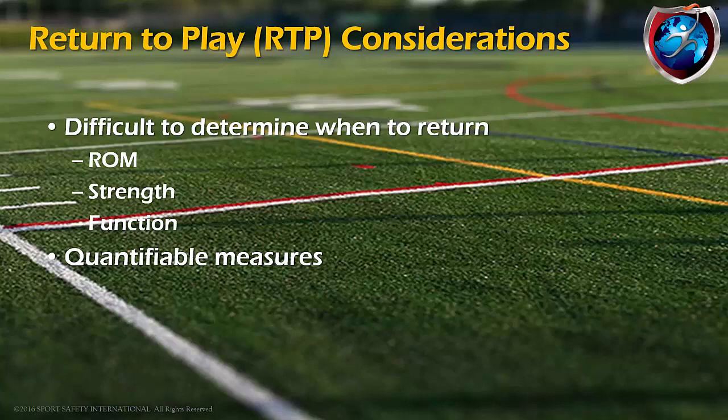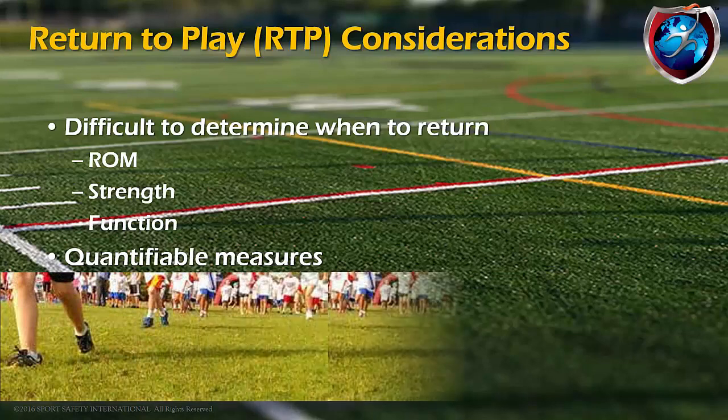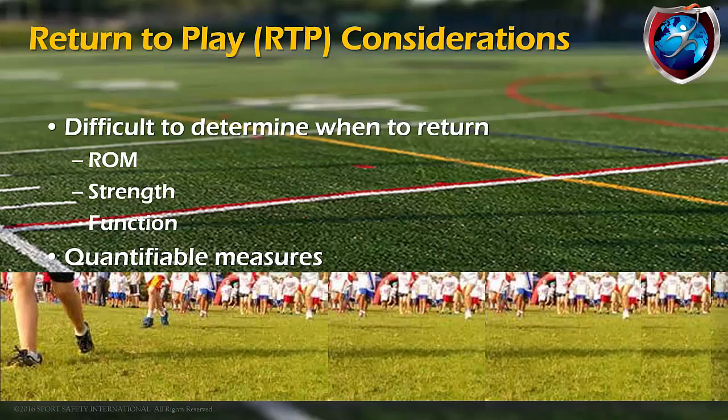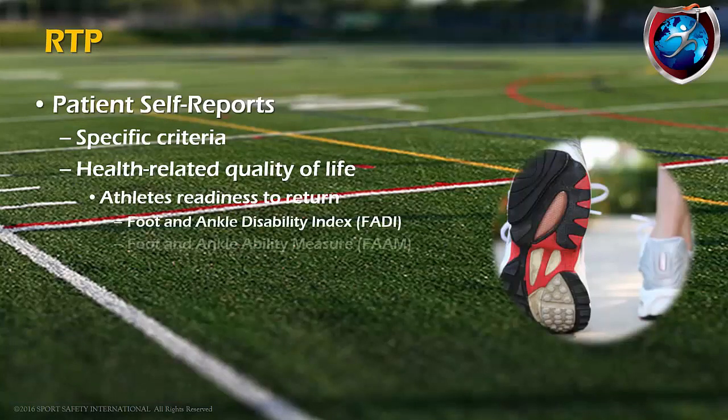After ankle injury, it is often difficult to determine when an athlete can return to full sport participation. Although range of motion, strength, and function are continually assessed during the rehabilitation process, it is also helpful to have quantifiable measures to assist with the decision-making process. Two such measures are patient self-reports and functional performance tests.